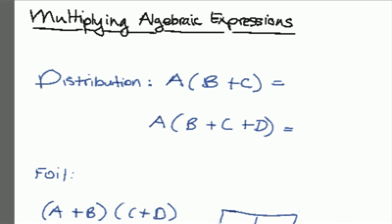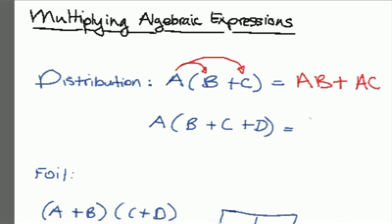Today we're going to be looking at the different types of processes you can encounter when multiplying algebraic expressions. So first thing you might need to do is to distribute something. In distribution, what you do is you take the first term and you multiply it times every term inside the parentheses. So we would get AB here plus AC.